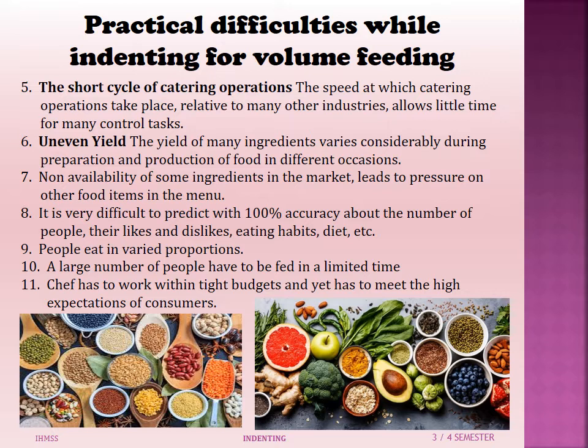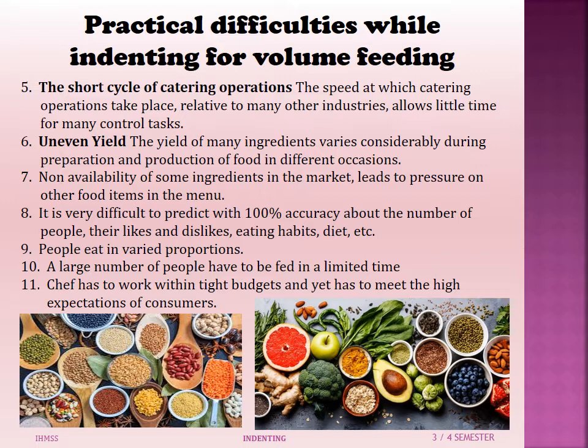Continuation on practical difficulties. The short cycle of a catering operation: the speed at which catering operations take place, relative to many other industries, allows little time for many control tasks. Uneven yield: the yield of many ingredients varies considerably during preparation and production of food on different occasions.